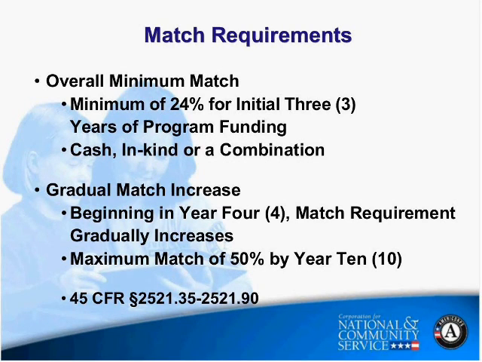You'll notice that at the bottom there is a match increase that takes place gradually over the course of your program if you're awarded. As I mentioned at the top, the 24% level lasts for the first 3 years that your program is in existence. Beginning in year 4, your match will gradually go up each year until year 10, where it maxes out at 50% match, again, always being cash, in kind, or a combination of both. And after year 10, if your program is still operating, then you would stay at the 50% level thereafter.